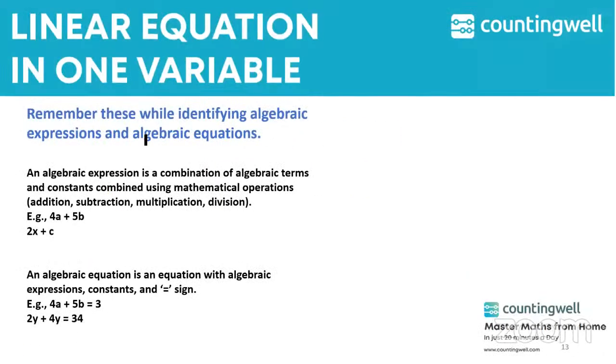Let us see some tips and tricks for exams. First, you have to carefully remember what are algebraic equations and algebraic expressions. An algebraic expression is a combination of algebraic terms and constants using mathematical operations like addition, subtraction, multiplication, division. And if you write this algebraic expression with an equal to sign and equal to some value, this will become an algebraic equation because I have used the equality sign.